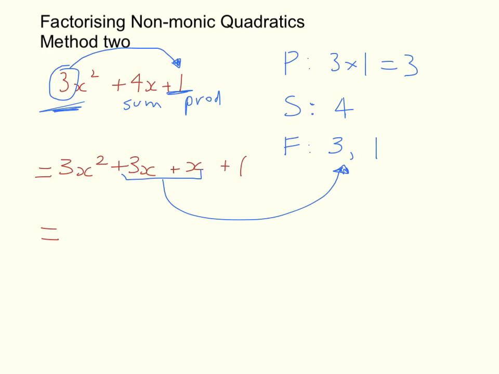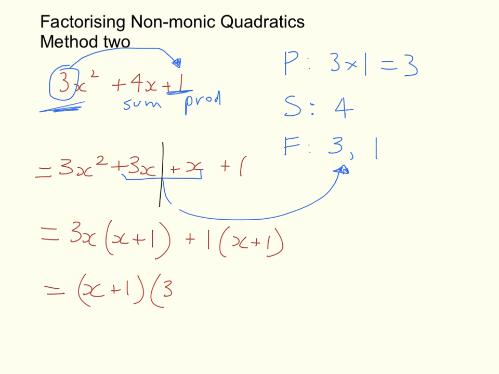So now we put our line down the middle, and let's group these in pairs. So what I'm going to have is a common factor of 3x and x plus 1 plus, well, my common factor over here is just 1. And they share the same factor of x plus 1. So how can I rewrite this? I can say my common factor between those two is x plus 1, and 3x plus 1.